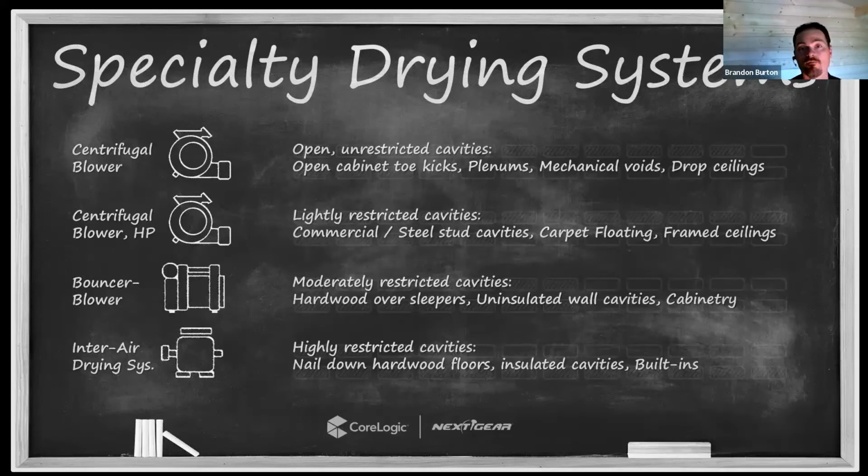If you start to see some restriction and you start to see some resistance, then the first step would be to move up to a 1 horsepower blower. And these would be some of the steel stud cavities you'd see in a commercial building, right?